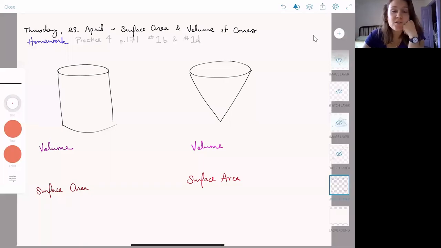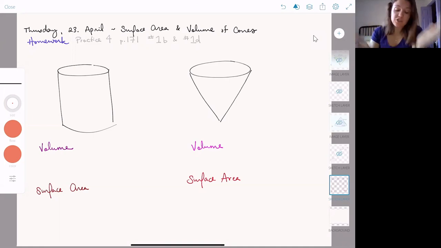Okay, hey guys, so today we are going to be finding the volume and surface area of cones. We've already done a little bit of volume from last week on Friday. Today we're going to be learning about surface area.